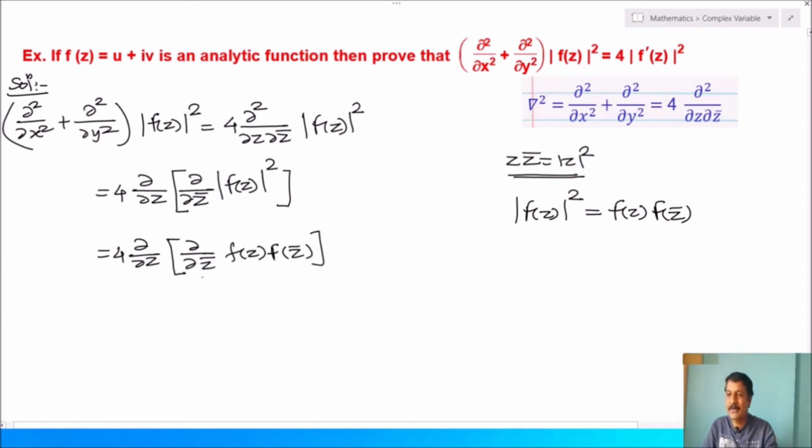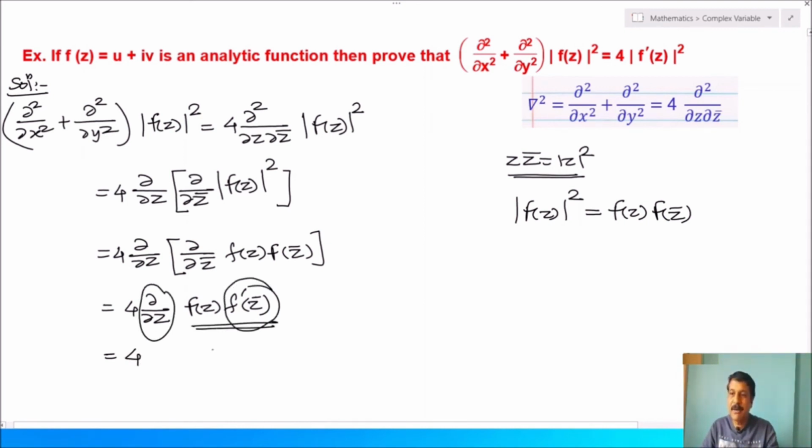Note that here differentiation is with respect to z bar. So that is why this f of z is constant, which means that z is a constant. So this f of z is constant, and what is the derivative of this with respect to z bar? It is f dash of z bar. So 4, again here del by del z of this one, at that time this f of z bar is constant.